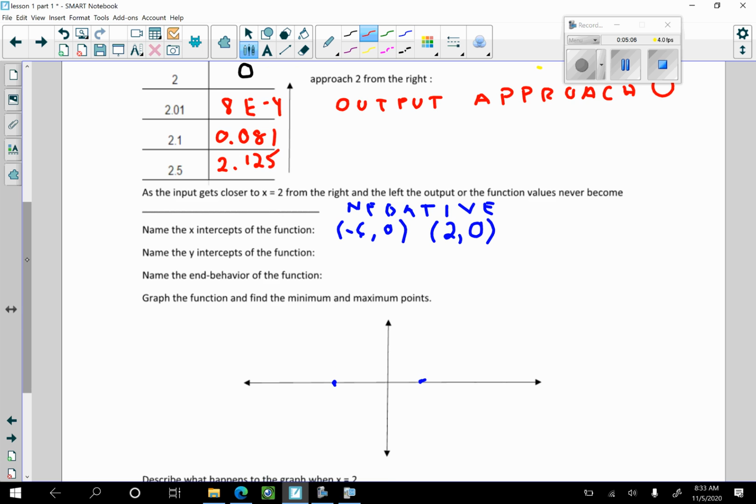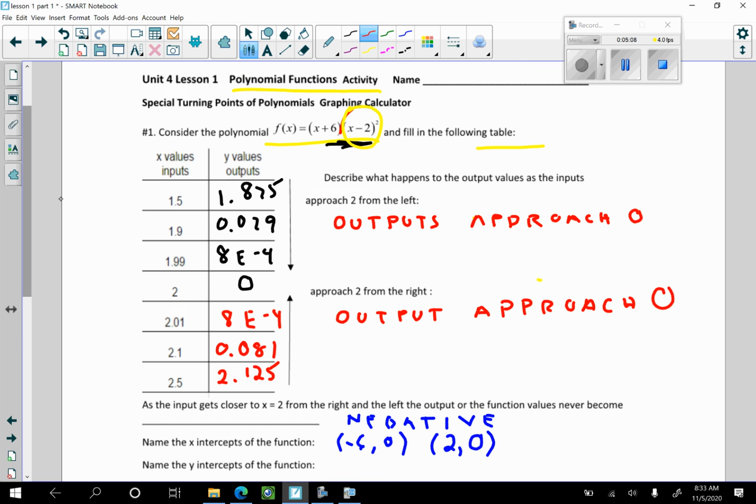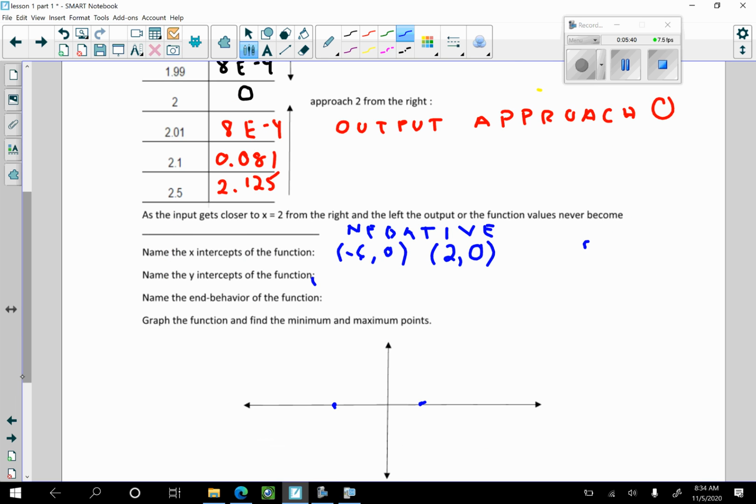What's the y-intercept of that bad boy? If I put 0 in, what would the y-intercept be? Do you know? What is f of 0? Anybody? 24. 24, because it's going to be 4 times 6. You could do that with your graphing calculator as well, but it's easy to see. If I put 0 in for x, I have 6 times negative 2 squared, which is 4. That's going to be 24. So this y-intercept is going to be 0, 24.